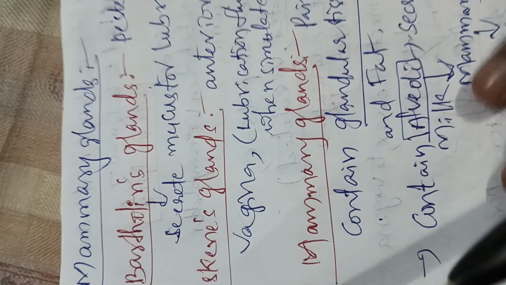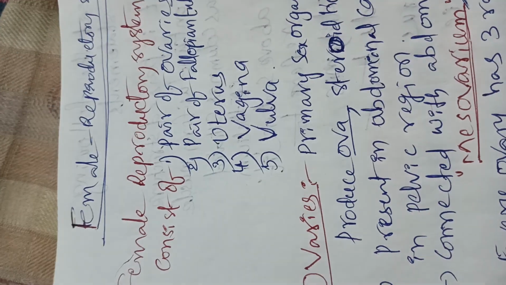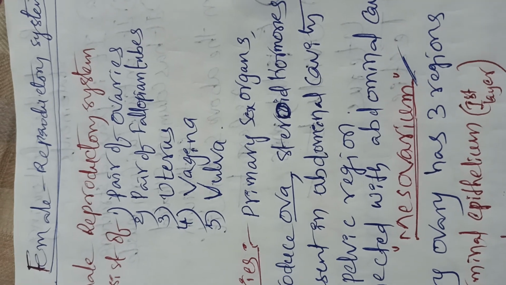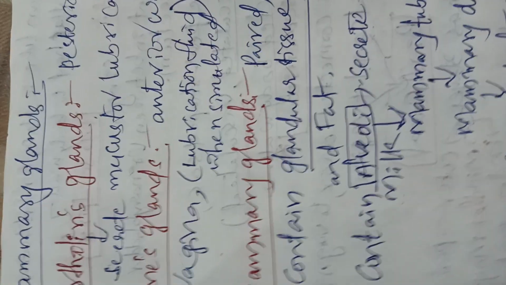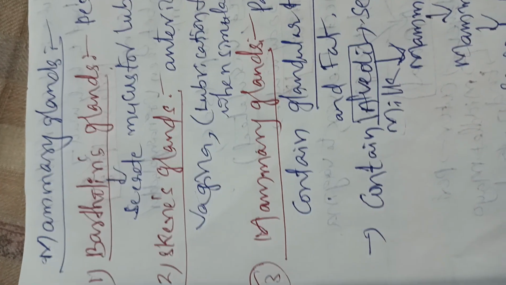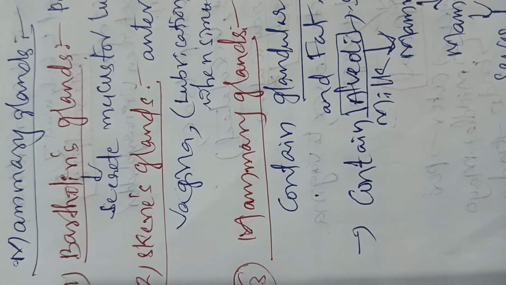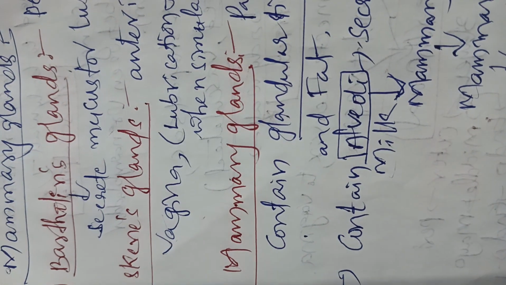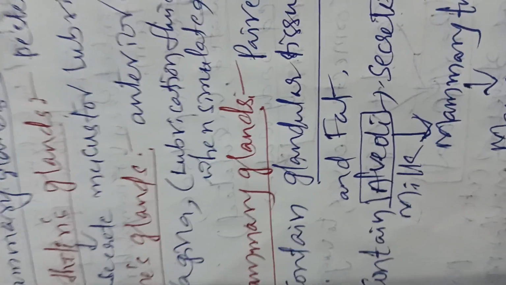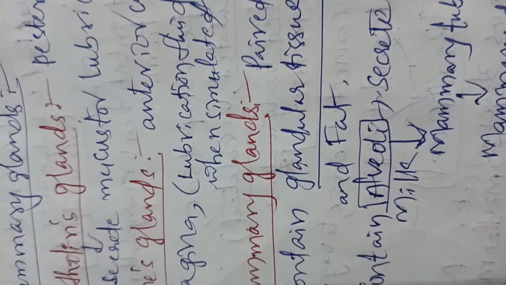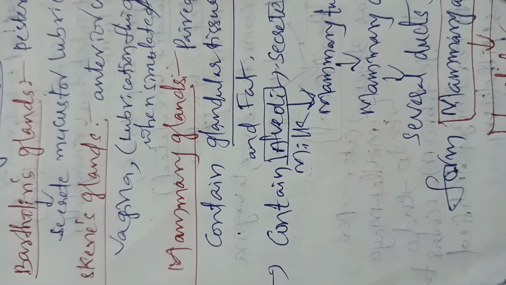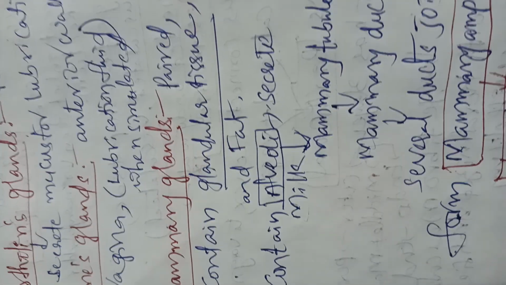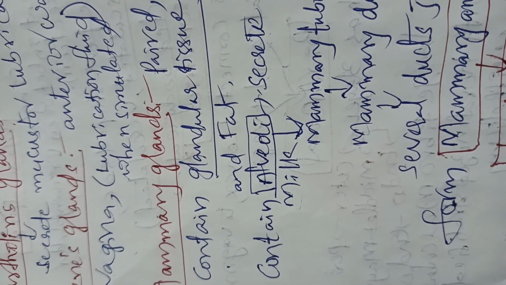Then after that we can also observe the accessory glands present in the female reproductive system. What are the different types of accessory glands? They are called Bartholin glands. The Bartholin glands are generally posterior of the vagina. They secrete mucus, and this mucus is for lubrication. Whereas Skene's glands are present in the anterior wall of the vagina, and these are also used for lubrication.